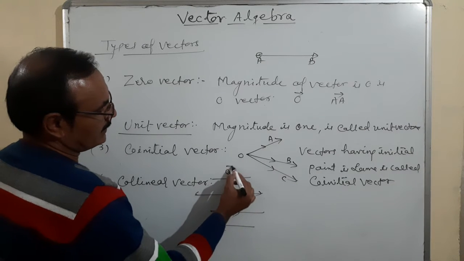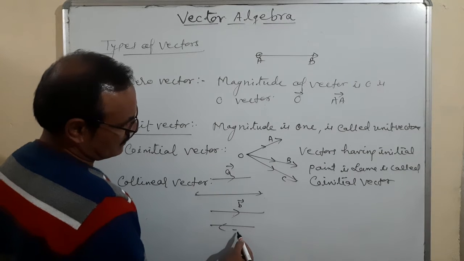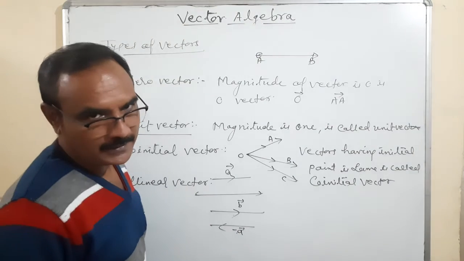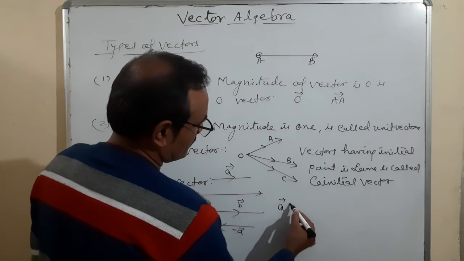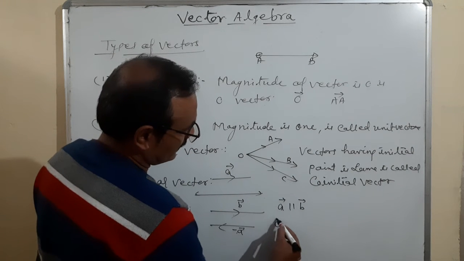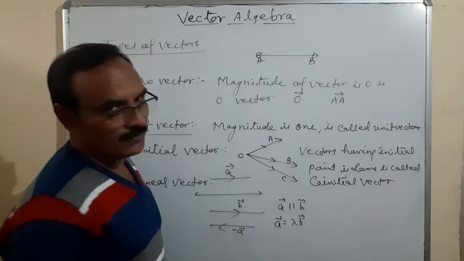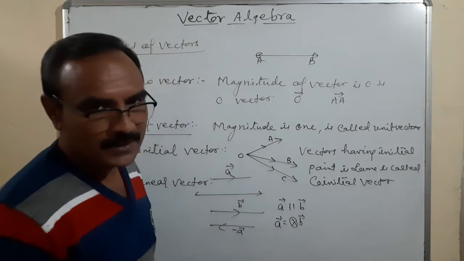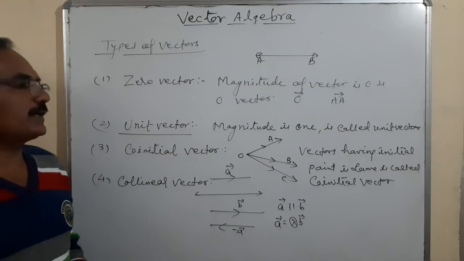Suppose this is a vector A, here's a vector B. Suppose this is minus vector A. So all these vectors are called collinear vectors. We can use the term as A is parallel to vector B, so vector A is equal to lambda vector B. Because when we remove the parallel sign, there must be a scalar quantity coming here, that can be lambda. So it is a collinear vector.